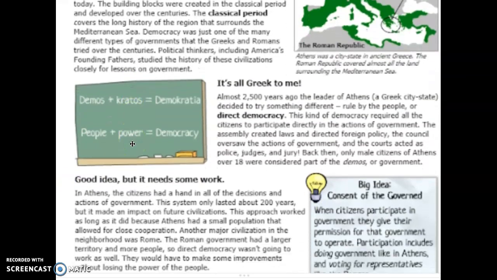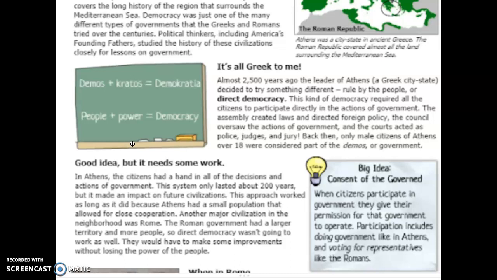It's all Greek to me. Almost 2,500 years ago, the leader of Athens, a Greek city-state, decided to try something different: rule by the people, or direct democracy. This kind of democracy required all the citizens to participate directly in the actions of government.